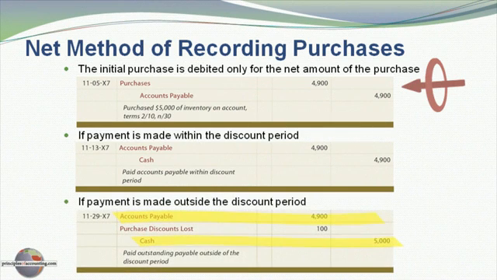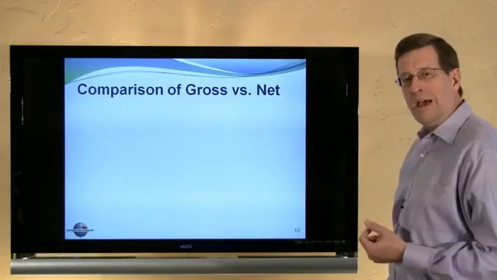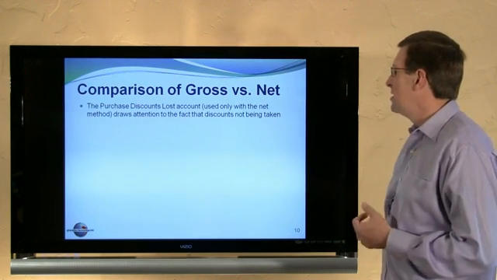If the payment is made late, however, then I need to record the full $5,000 credit to cash, but only $4,900 to show the reduction of the account payable, the amount that was initially established when I bought the goods. Now I'm going to have to debit a purchase discounts lost account. That's an additional cost that would be added to the purchases, or perhaps even shown as a financing cost in the income statement. There's a couple of ways that could be handled, but it clearly increases the cost of the goods.